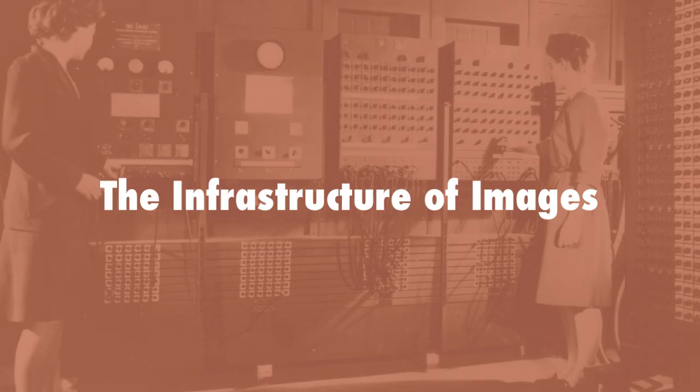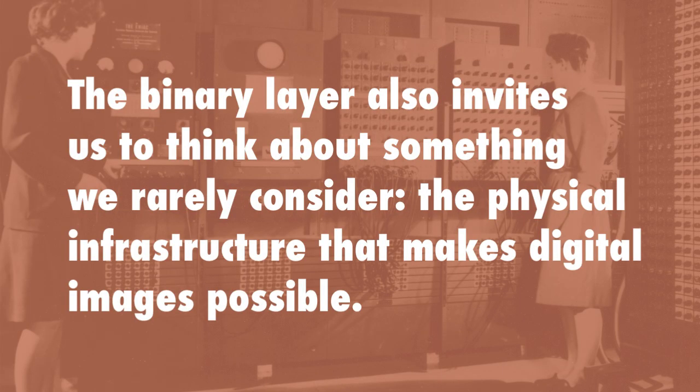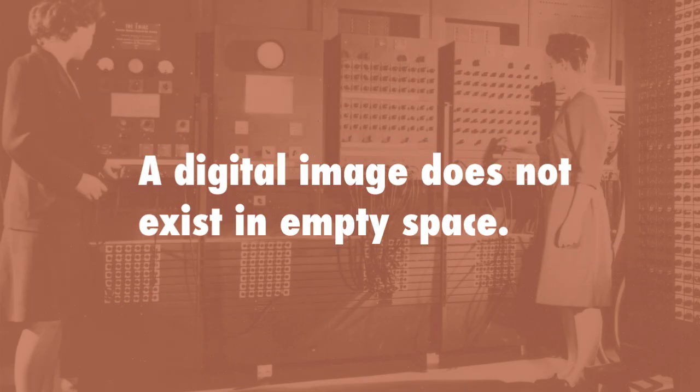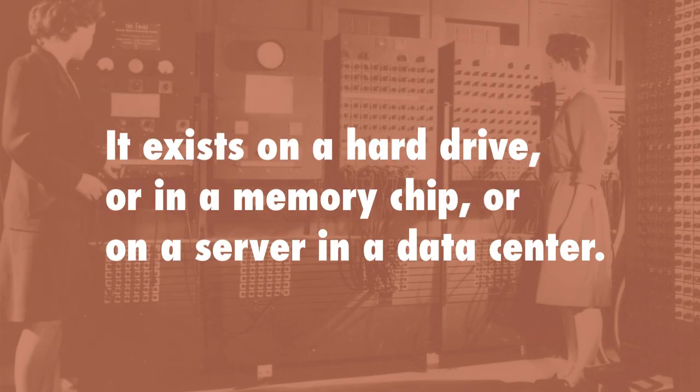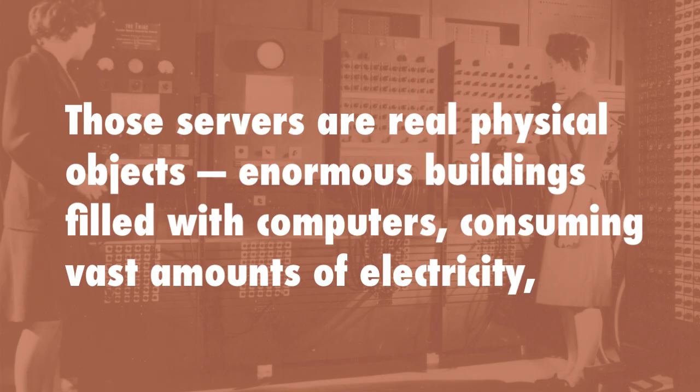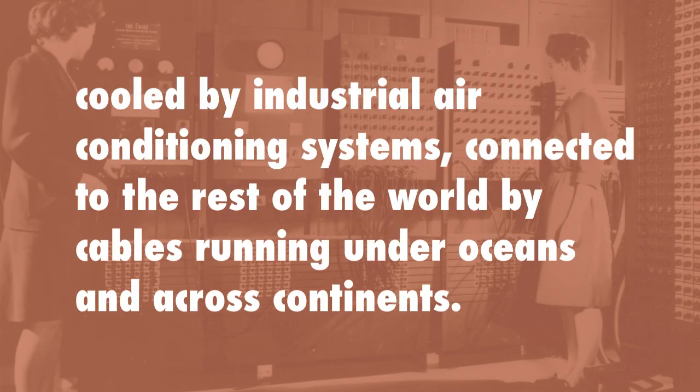The infrastructure of images. The binary layer also invites us to think about something we rarely consider: the physical infrastructure that makes digital images possible. A digital image does not exist in empty space. It exists on a hard drive, or in a memory chip, or on a server in a data center. Those servers are real physical objects, enormous buildings filled with computers, consuming vast amounts of electricity, cooled by industrial air conditioning systems, connected to the rest of the world by cables running under oceans and across continents.